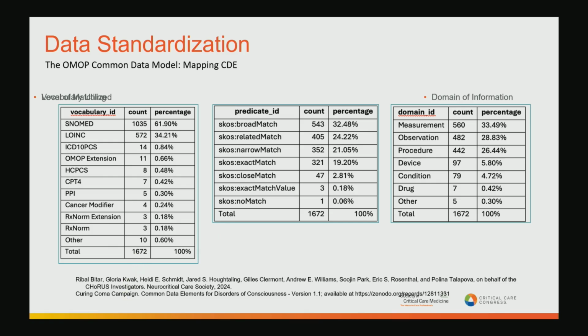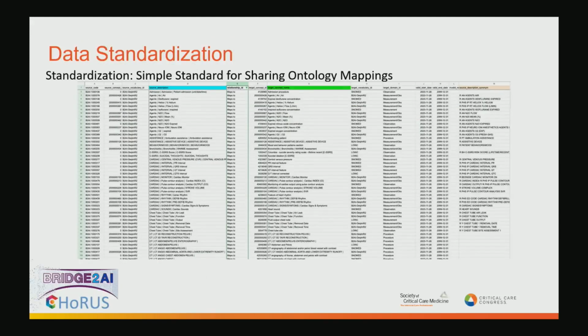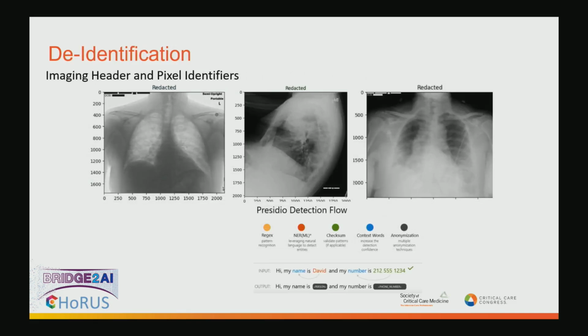If you wanted to then use that at your center, you would still have to take your electronic health record representation of that and match it to this CDE, this common data element. That's sort of the final mile, and it might look like a table like that.